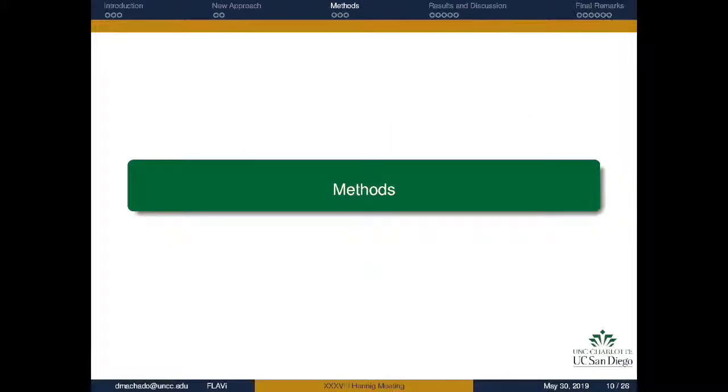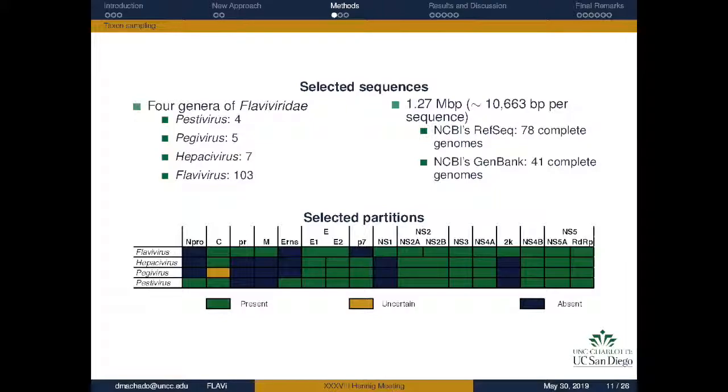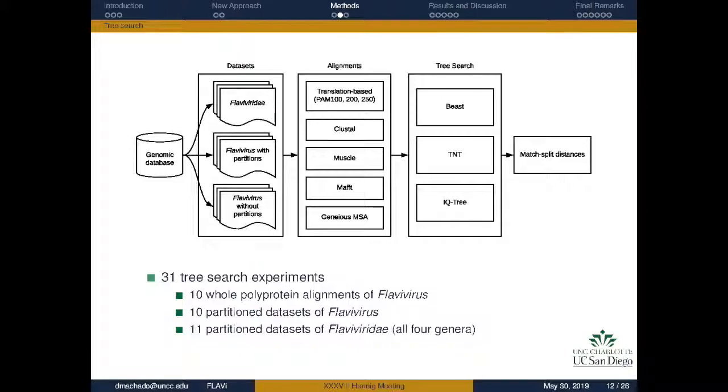Now for the other methods. We selected 78 complete reference genomes to evaluate the quality of our annotation strategy and another 41 non-annotated genomes. The final dataset had 103 flaviviruses and 16 outgroup sequences. Given the different gene content of each group of viruses, we decided to partition the data in 14 sections as we show here. First, we built 3 matrices, one with all the terminals and all the partitions, another with partitioned sequences of flaviviruses, and the last with non-partitioned data of flaviviruses.